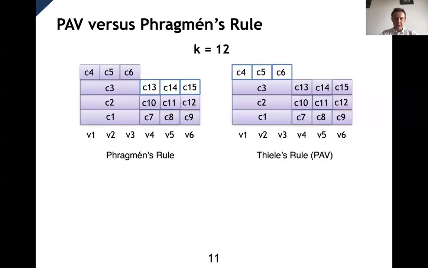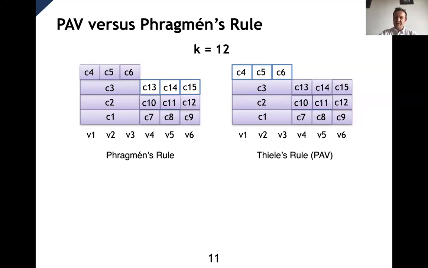Is it really so? Let's have a look at this example and at the 2 committees returned by Phragmén's rule and by PAV. Let's look at the left committee, returned by Phragmén's rule. Here we can see that voters V1, V2, V3 have disjoint preferences from V4, V5, V6. They form half of the society, so intuitively they should be able to control half of the elected candidates. And this is what Phragmén's rule does. The voters V1 up to V3 approve 6 candidates, that is half of the elected candidates.